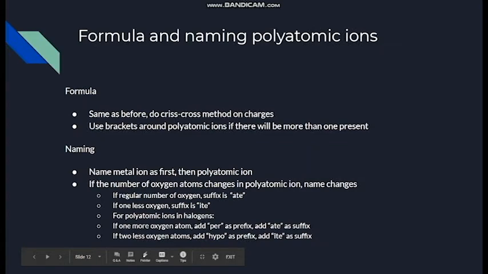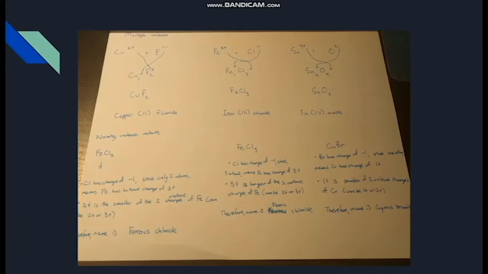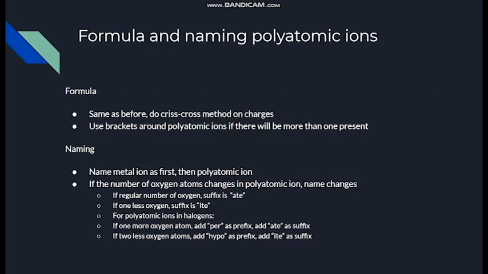Now, for writing out the compound for polyatomic ions, the formula is the same as before. We're going to use the crisscross method on charges, and we're going to use brackets around the polyatomic ion if there's more than one present. So for example, here, chlorine has 3 atoms, right? When we're doing polyatomic ions and there's more than one, we put a bracket around the polyatomic ion and write 2 or 3 or however many of that ion we need. When we're naming these, we name the metal ion first, and then the polyatomic ion.